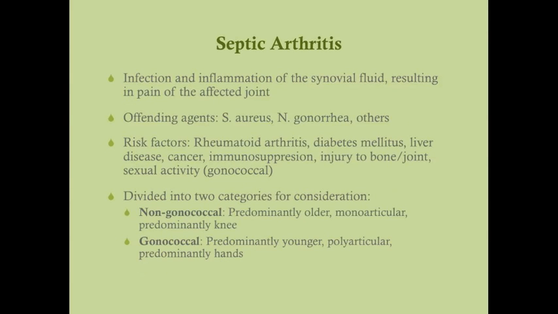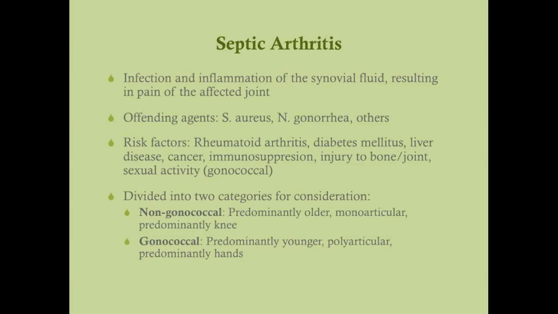Okay, so septic arthritis. This is an infection and inflammation of the synovial fluid, which is the joint, so this is going to cause joint pain. Up until now, we've been talking about osteomyelitis, which is inflammation and pain over the bone. This is going to be inflammation inside, with pain over a joint. The offending agents here are really quite the same. Staph aureus predominates. However, there is a septic arthritis caused by Neisseria gonorrhea, and that's going to warrant special attention. And then, of course, there are others, but Staph aureus is the most common.